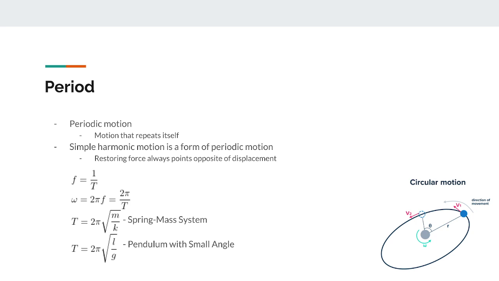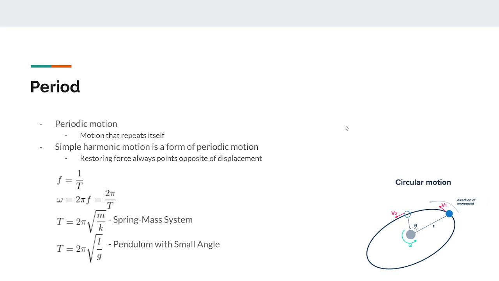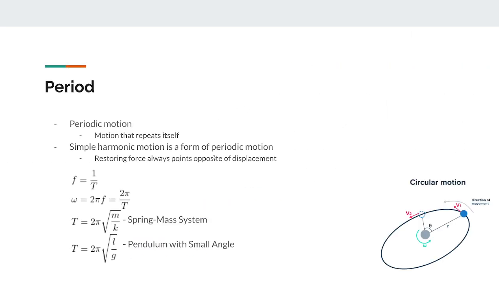But next we can move into periods. So periodic motion is a motion that repeats itself. So something like an orbit, where we have maybe some planet orbiting a star, it'll at some point return to its original position and continue to repeat itself. So simple harmonic motion is a very special form of periodic motion, since its restoring force is always going to be opposite of its displacement.